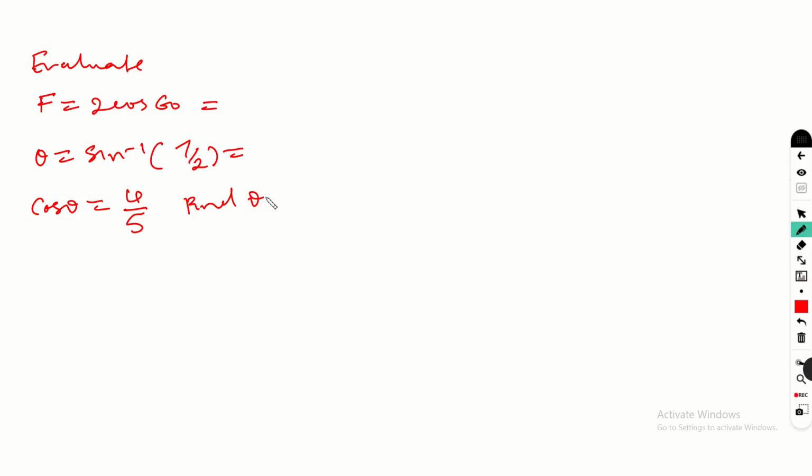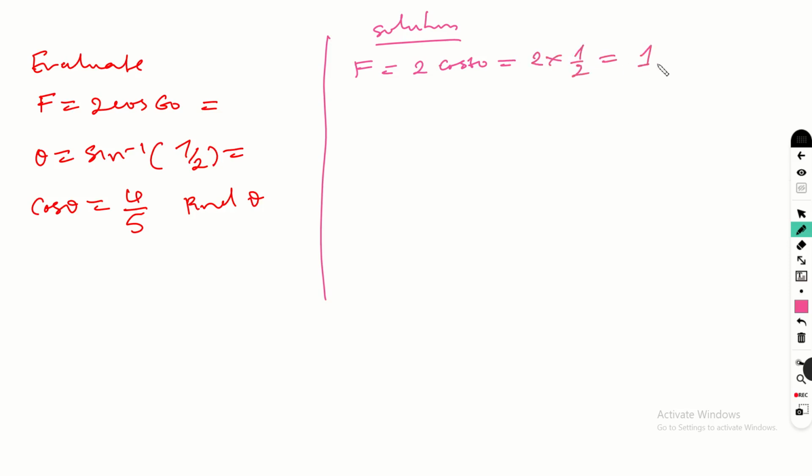So just pause the video and see how you can accomplish that. Solution: F will be equal to 2 cos 60. I'll go to my calculator and press 2 times cos, open my bracket, press 60 and close the bracket. I'll have my answer. But if you want to do it without a calculator, you just have to do 2 times half, which will give you 1. So your answer will be 1 Newton.